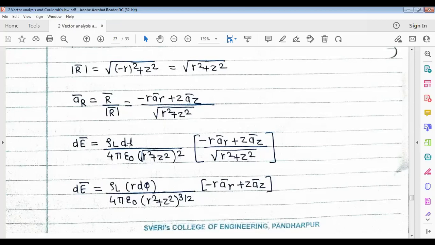Here dE bar is equal to rho L into r d phi, because this dl is equal to r into d phi. This is our arc, and arc is equal to radius into angle, divided by, again this equation is solved. Raised to 1 here, it will come here 1 by 2, so their addition is 3 by 2, and the remaining unit vectors are minus r a bar r and plus z a bar z.